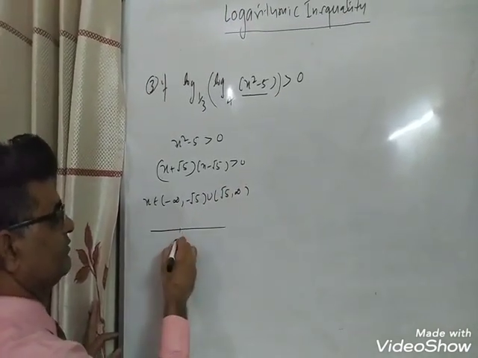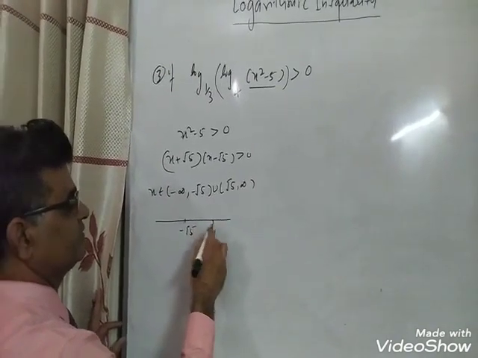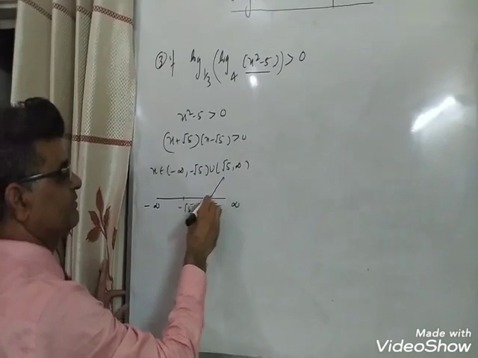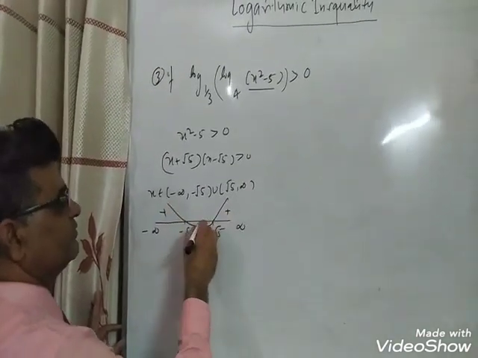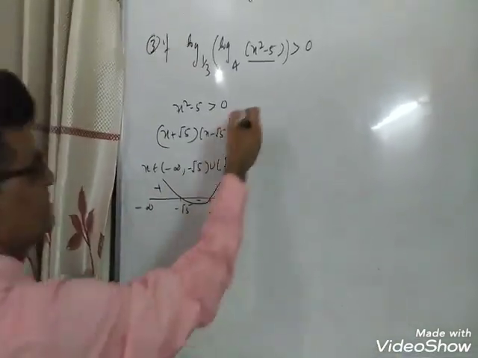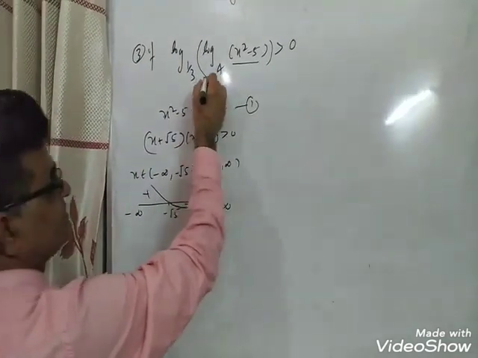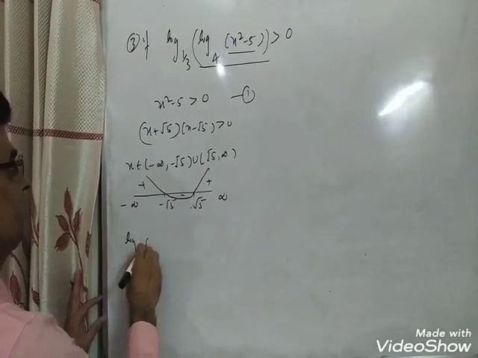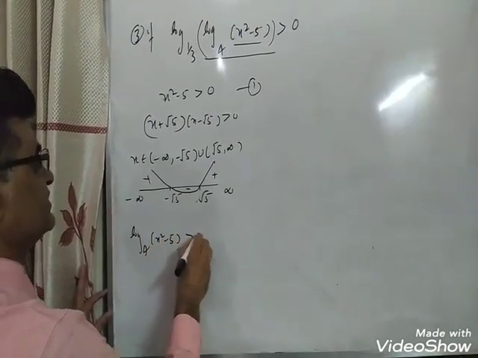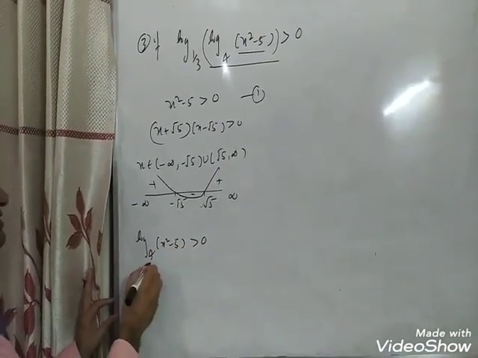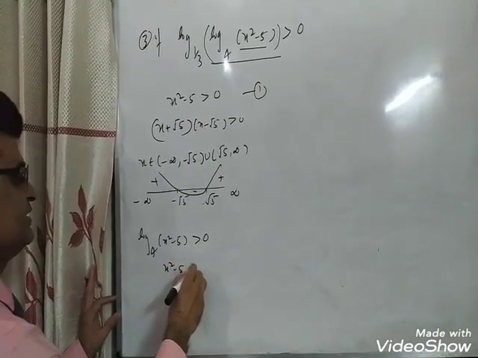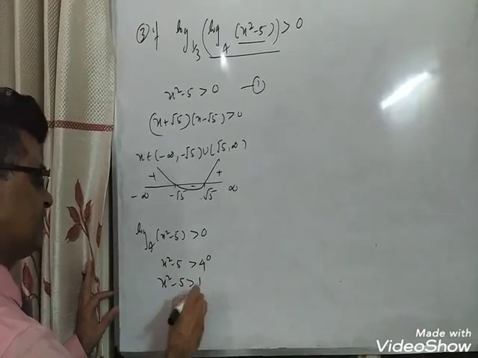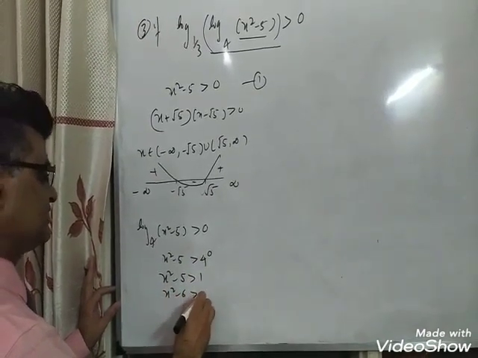We are using the wavy curve technique to find this, as we have discussed in our earlier video. Now this is condition number 1. Second, this is also going to be the index of this logarithm. So log base 4 of (x square minus 5) must be greater than 0. Since the base is 4, x square minus 5 is greater than 4 to the power 0. So x square minus 5 greater than 1.